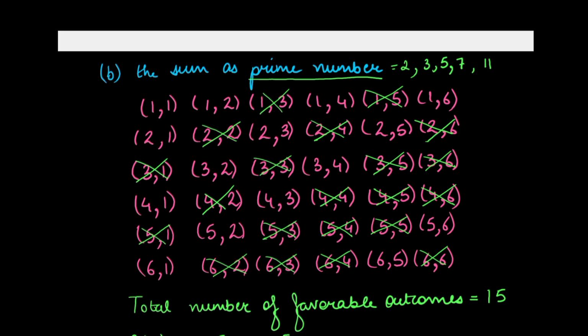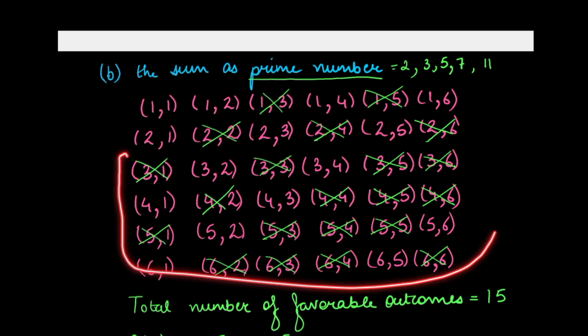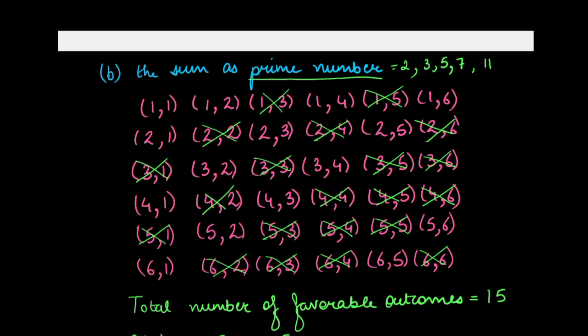2 plus 1, 3. 3 is a prime number. 2 plus 2, 4. 4 is not a prime number. 2 plus 3, 5. 5 is a prime number. 2 plus 4, 6. 6 is not a prime number. 2 plus 5, 7. 7 is a prime number. 2 plus 6, 8. 8 is not a prime number. So like this we can take all of them. We can simply cancel out the possibilities which do not give their sum as a prime number.